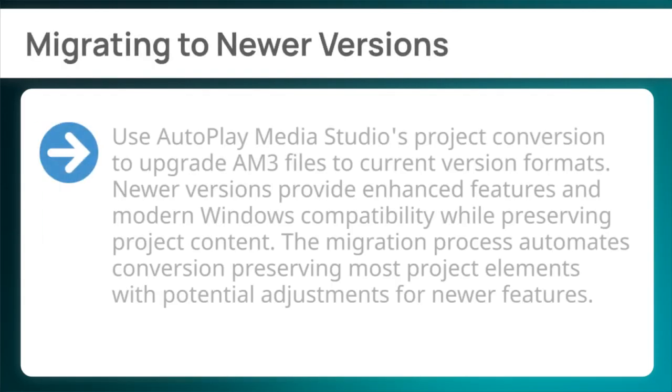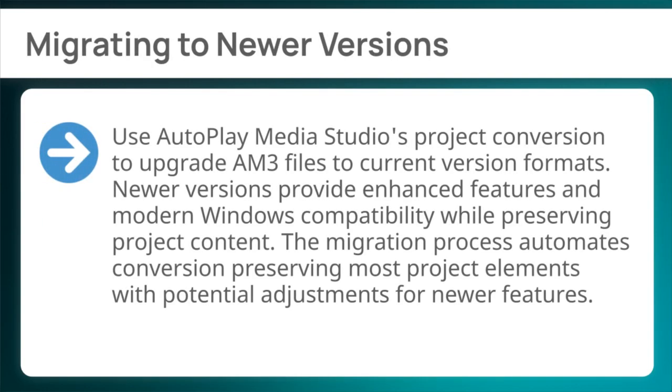Next, migrating to newer versions. Use AutoPlay Media Studio's project conversion to upgrade AM3 files to current version formats. Newer versions provide enhanced features and modern Windows compatibility while preserving project content. The migration process automates conversion, preserving most project elements with potential adjustments for newer features.